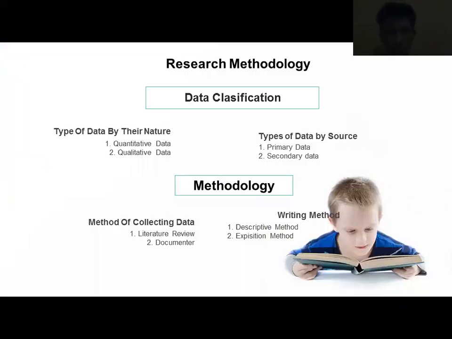The last part of this presentation is part 3, research methodology. The data classification. Type of data by their nature is divided into 2. The first is quantitative data, and the second is qualitative data. The quantitative data, according to Cookie 2013, page 126. Quantitative data are usually summed up with numbers. This kind of data is usually the result of transformation of qualitative data that has tailored difference.